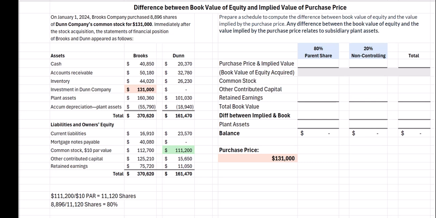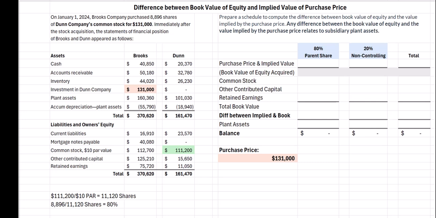So Brooks purchased 8,896 shares of Dunn's common stock for $131,000, and we're given the statement of financial position for the two companies immediately after the stock acquisition. What we're going to do is prepare a schedule to compute the difference between the book value of equity and the value implied by purchase price. The note here is that any difference between the two is going to relate to the subsidiary's plant assets.